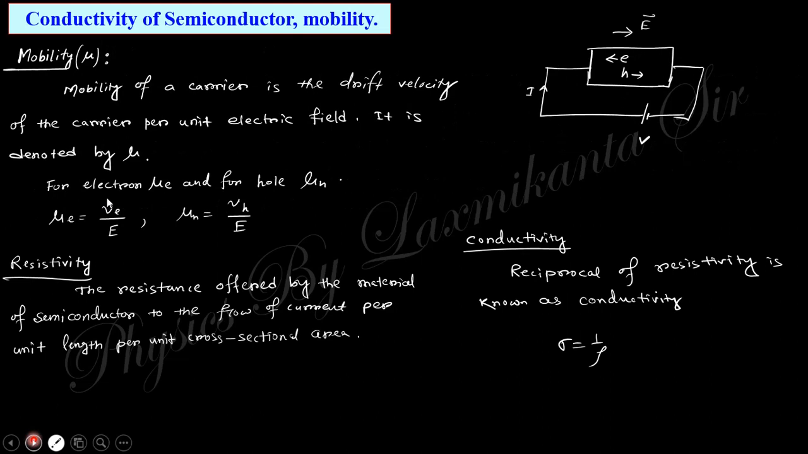Next important thing is the conductivity of a semiconductor and the mobility. Mobility is defined as the drift velocity per unit electric field. If there is a semiconductor and you apply an electric field by placing a voltage source, the drift velocity is produced per unit electric field. That is, if you apply a unit electric field, the drift velocity attained is known as the mobility. And resistivity is nothing but the resistance offered by this material per unit length per unit cross section.